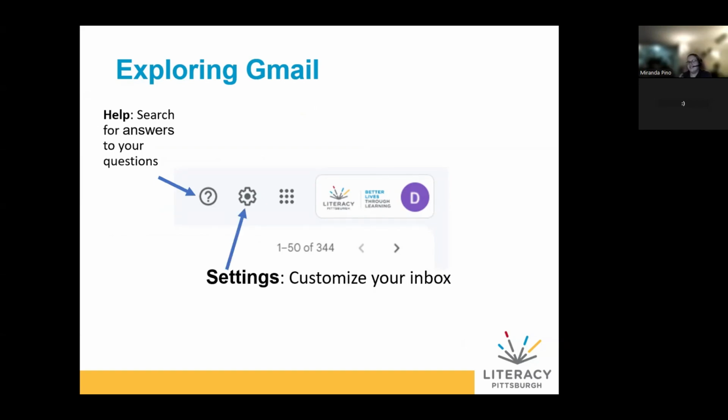The settings, which is the little gear, allows you to customize your inbox. So you may have noticed in the first slide there was a Gmail account with a background of a yellow building. So you can customize your background, the color scheme of your email, how many emails are displayed per page of your inbox, whatever you need, you can make happen through the settings.